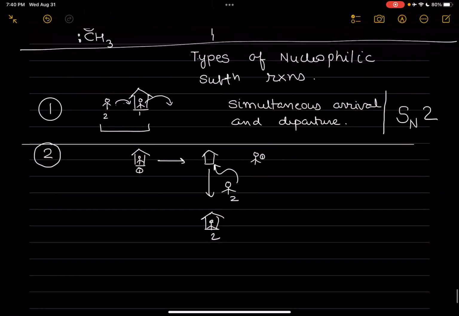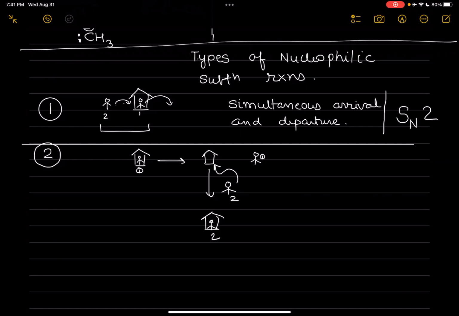But why can't we have the second guest come in before the departure of guest number one? That is not possible because the house is very small. Okay. And in this case, I am comparing the house with the carbon atom, because a carbon atom cannot have 5 bonds. So we can't bring in the nucleophile and let it join on the carbon atom without breaking away any of the groups. Okay.